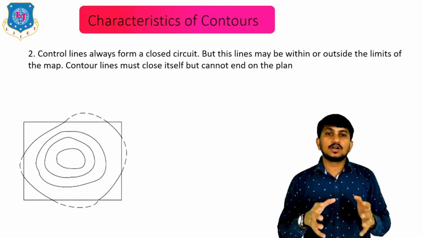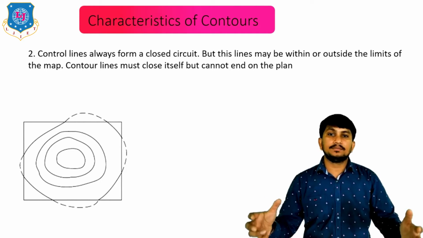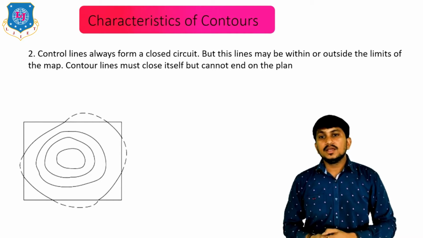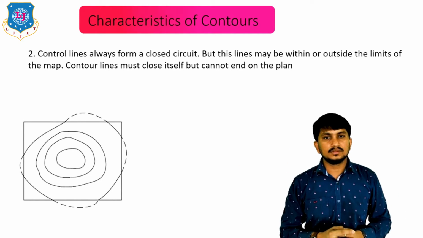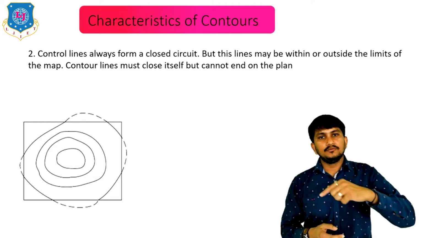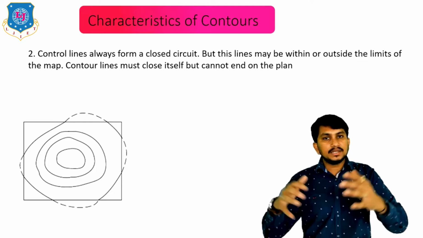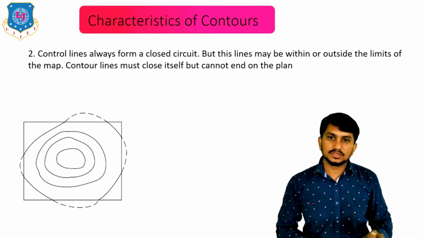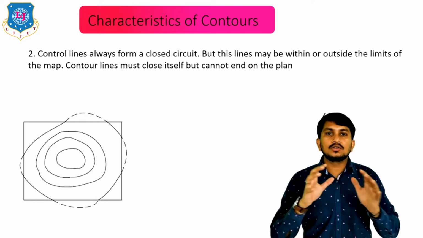Second, contour lines always form a closed circuit, but these lines may be within or outside the limits of the map. A contour line must close itself but cannot end on the plan. Suppose there is a plot boundary having a rectangular shape, and we have to prepare a contour map for this plot. We are drawing contour lines one by one, but the last line is outside the plot, and we have to close that line also to prepare the contour map of this plot. This is given in the second point: all contour lines form a closed circuit.